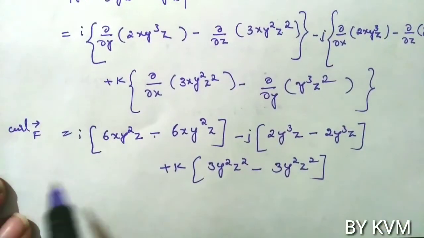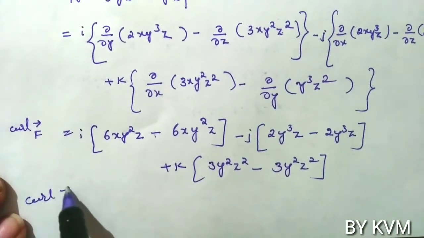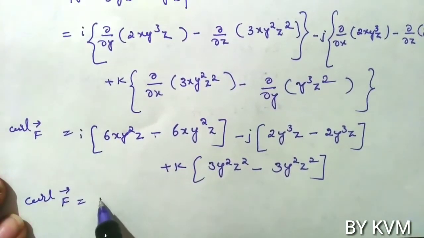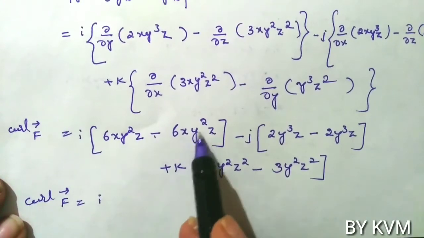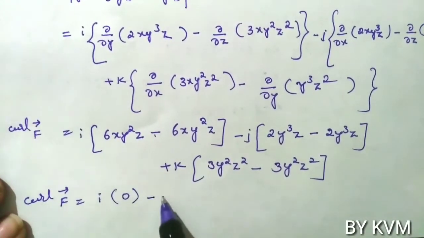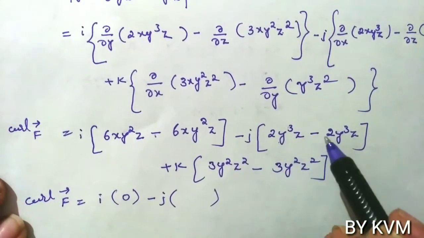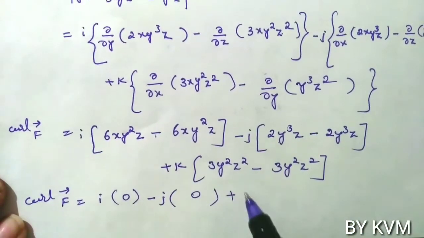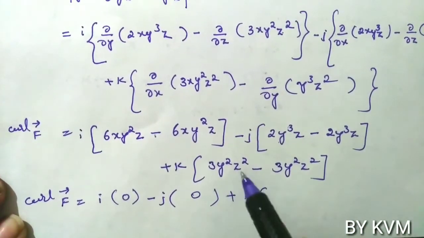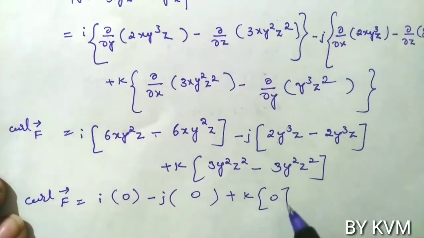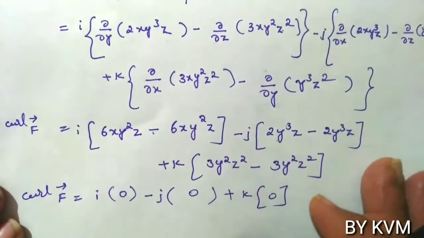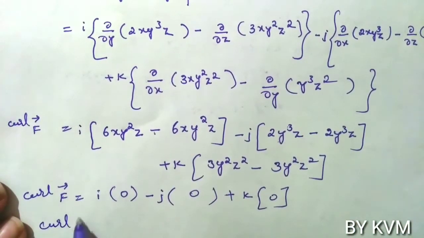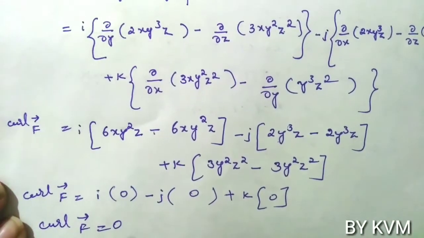So curl of vector f equals i into (6xy square z minus 6xy square z) which is 0, minus j (2y cube z minus 2y cube z) which is 0, plus k (3y square z square minus 3y square z square). So curl of vector f equals 0.